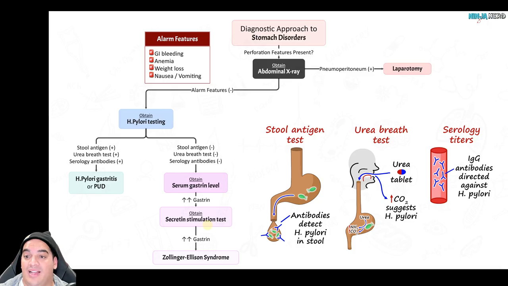And that's how I'd go about diagnosing potentially the cause of H. pylori gastritis or peptic ulcer disease. And if it's not that, how do I determine if it's Zollinger-Ellison syndrome related PUD?